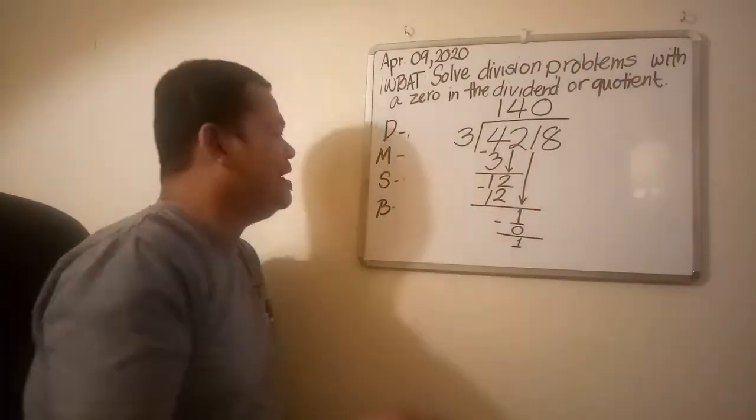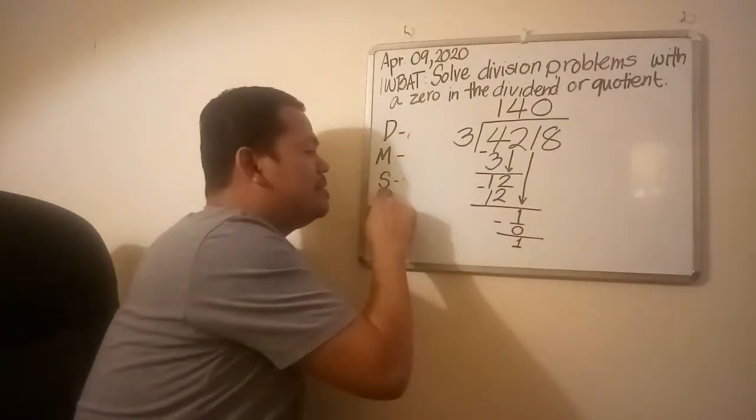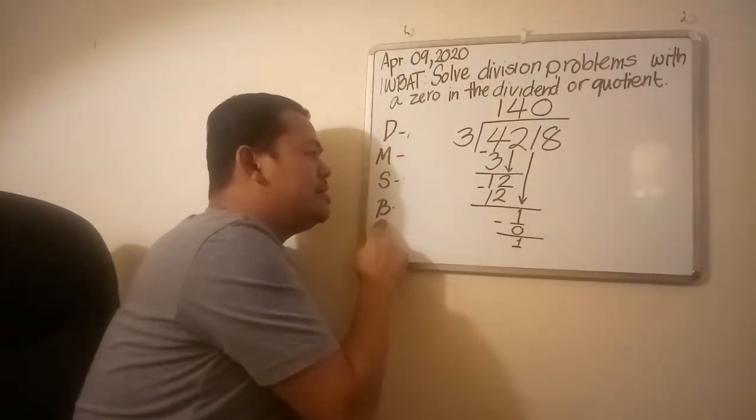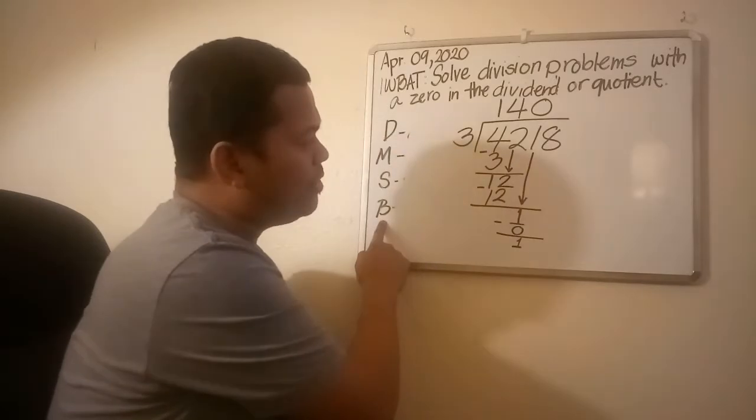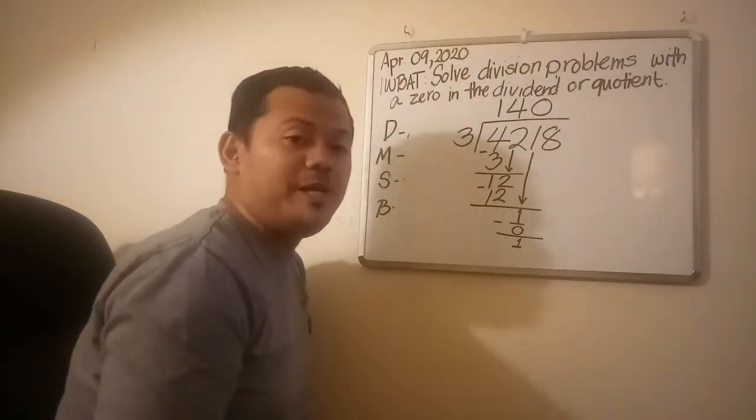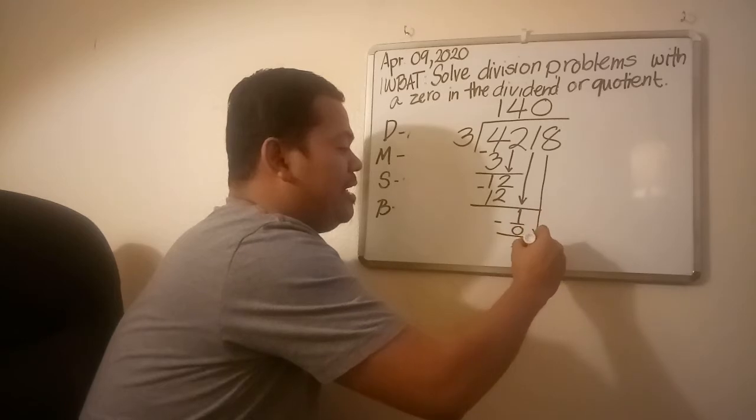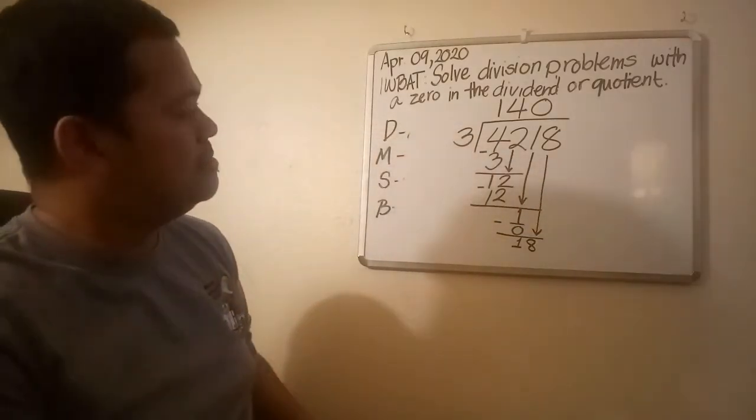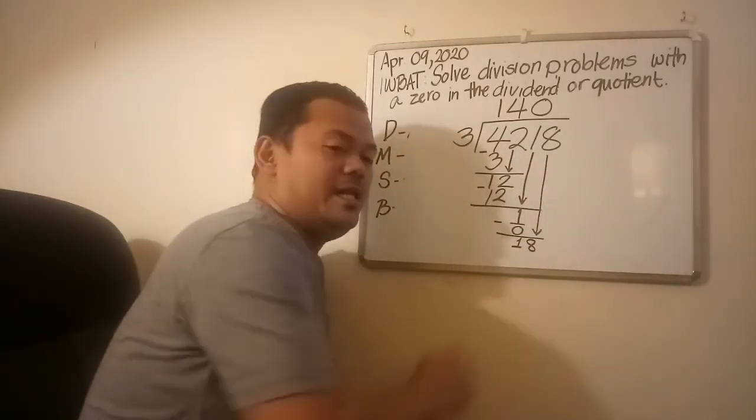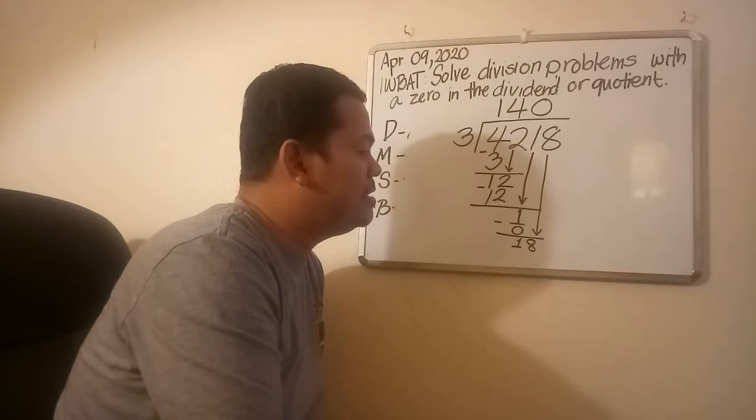Okay? After we subtract 1 minus 0, we bring down. What number are we going to bring down now? We are going to bring down 8. So bring down 8. There you go. We got now 18. Okay?